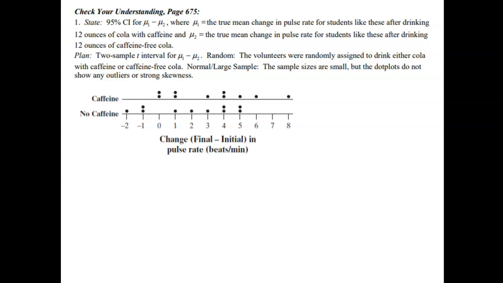So now we're going to plan it out. We're going to do a 2-sample t interval for mu sub 1 minus mu sub 2. They were random assignments to who's going to drink what. The groups are independent, obviously, because they wouldn't be drinking both of them. And the sample is small. However, if you check out the dot plots of the sample data, there's nothing extreme happening. There's no extreme skew and no extreme outliers. So we're good to go.